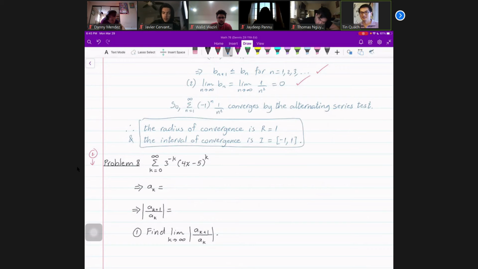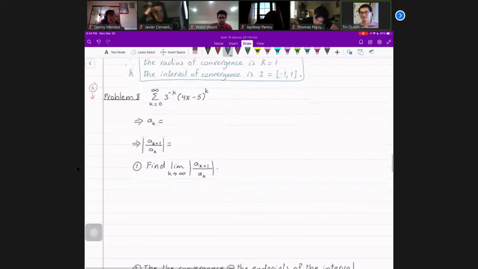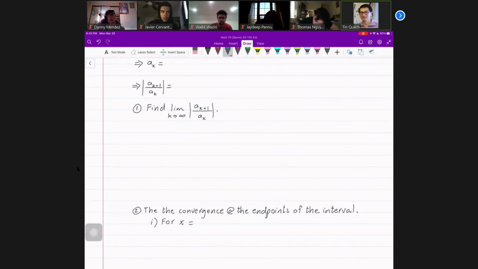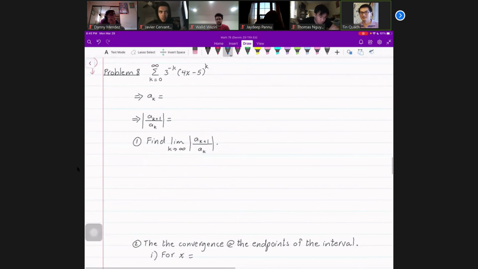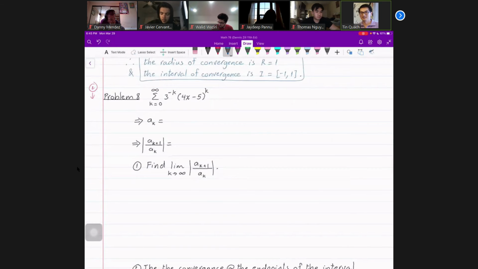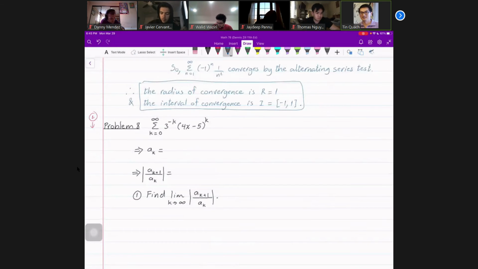Now, problem 8, same direction. Problem 8 says find the interval and radius of convergence. So you do the same thing. I don't really need to do this, but I'm going to do it anyway because this is just a review, and I expect you guys to know how to do that already.